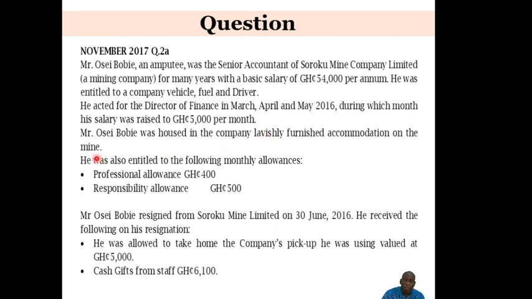Remember we said farming, mining, timber, building, construction, petroleum. If the person has been accommodated at a site where the operation is going on, the accommodation benefit will be exempt. He was also entitled to the following monthly allowances: professional allowance, hospital allowance. Mr. Osebobie resigned from Soroku Mines Limited on 30th June. He received the following on his resignation. He was allowed to take home the company's pickup he was using, valued at what? 5,000. Cash gift from staff, 6,100.